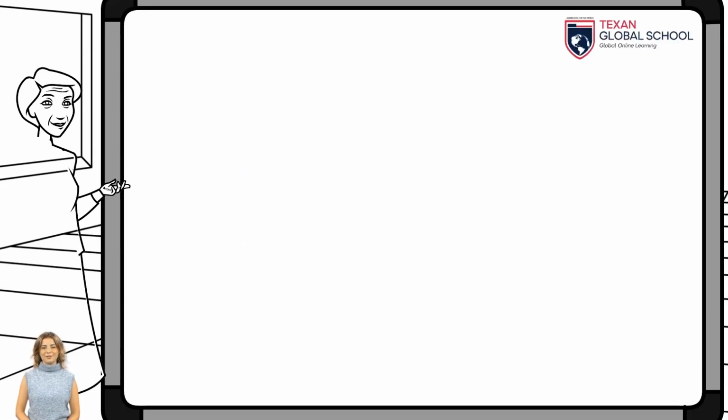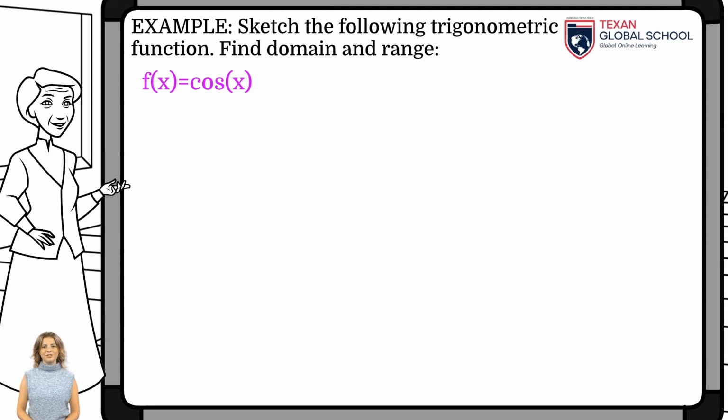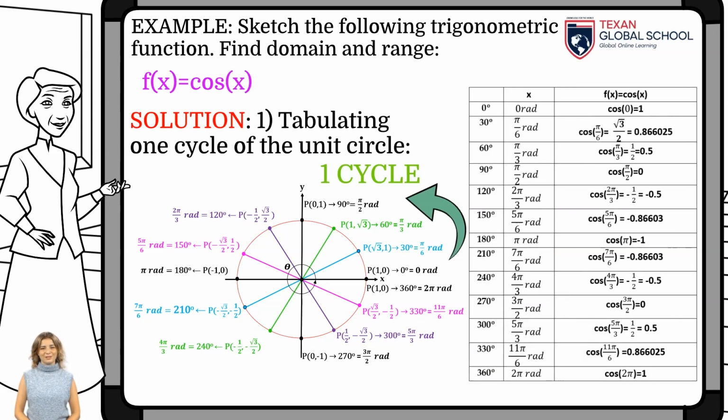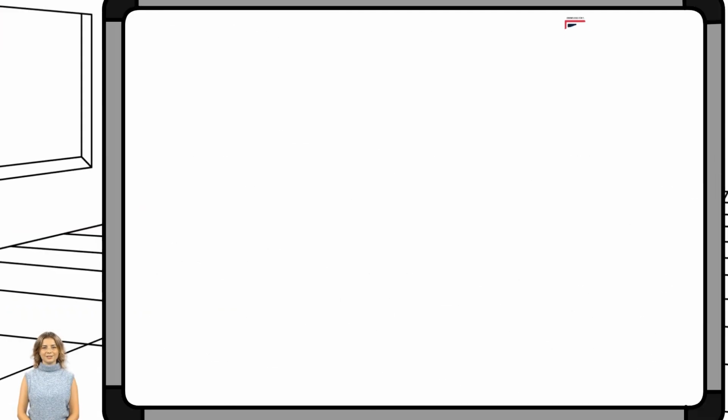Let's look at another example. We will sketch the cosine of x, also finding the domain and range. Tabulate a cycle using the values obtained in the unit circle. Place, as an independent variable x, all the values in radians of the arcs, starting at 0 up to 2 pi radians. Substitute each value into the cosine of x. In this way, obtain the coordinates x, f of x to graph.